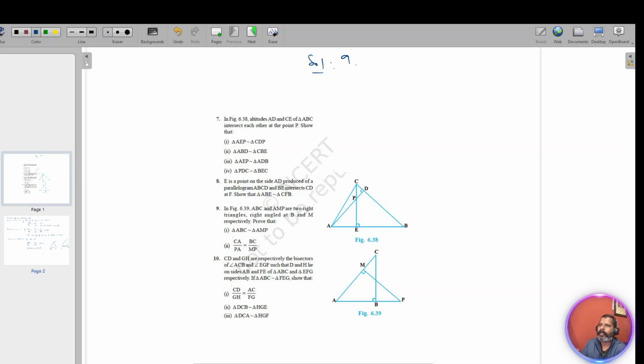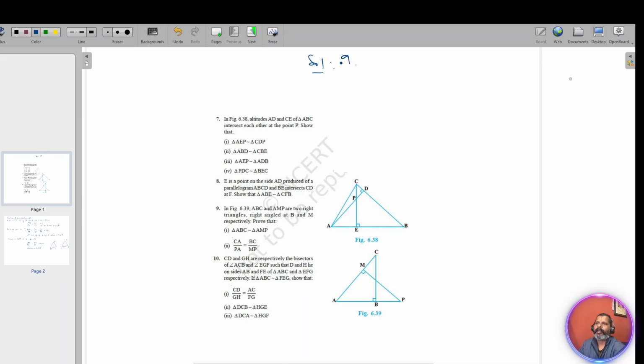In figure 6.39, they have given the figure. ABC and AMP are two right angle triangles where M and B are 90 degrees. Prove that those two triangles are similar, and the next part is easy, like how we used to do in congruent triangles by CPCT. Here we write by corresponding sides of the similar triangles. The second part is easy. For the first part, we just identify the criteria.